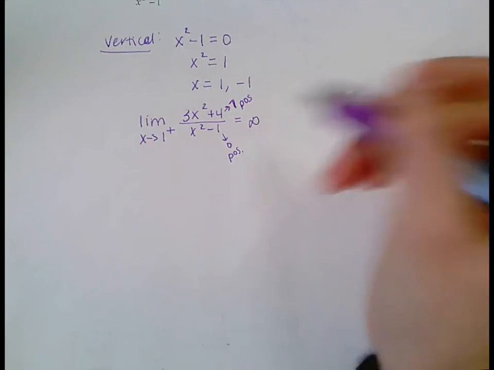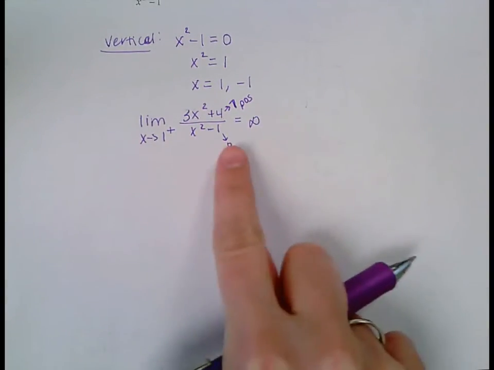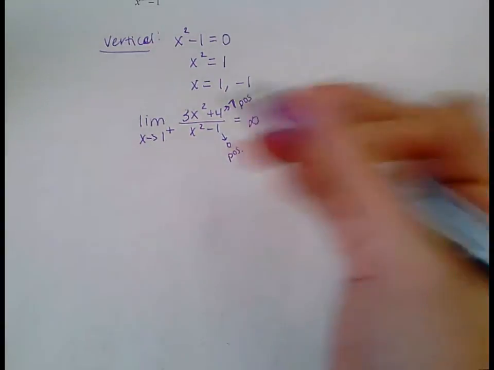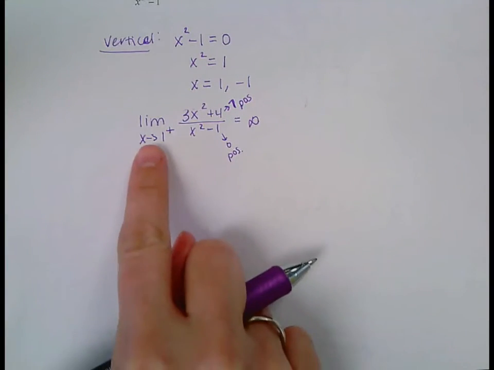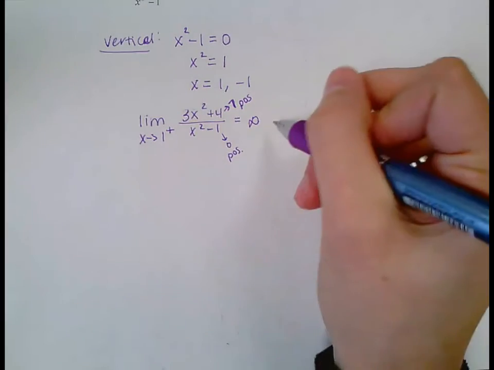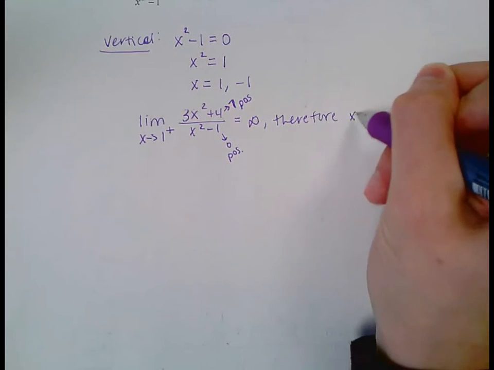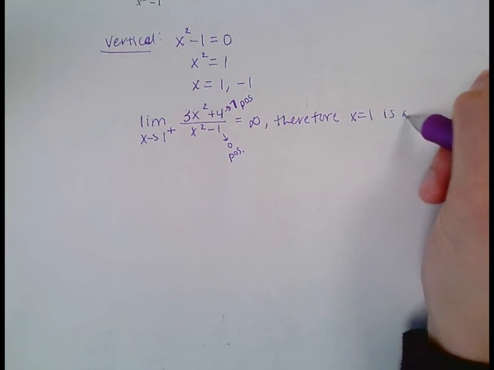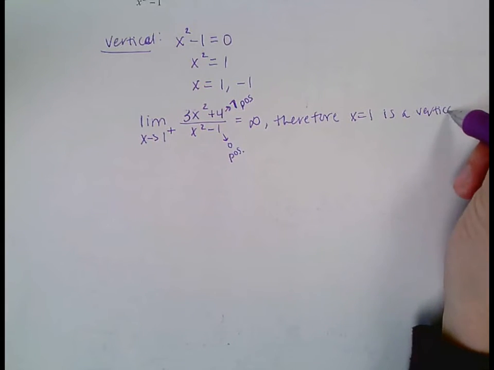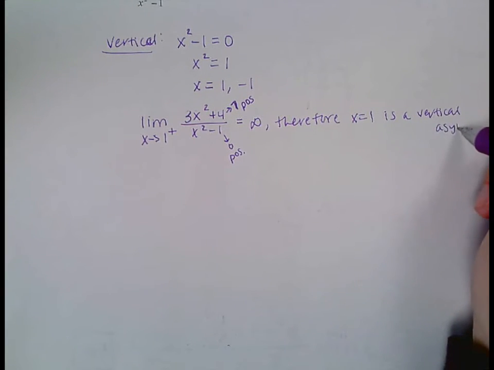So it's going to approach infinity, but this alone shows that x equals 1 is a vertical asymptote because that limit approaches infinity. So I can say, therefore, x equals 1 is a vertical asymptote.